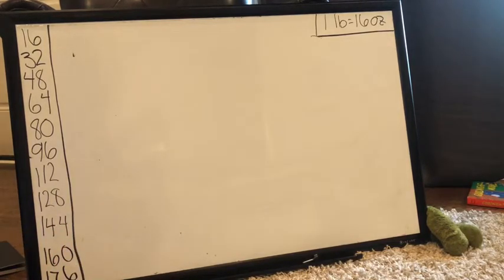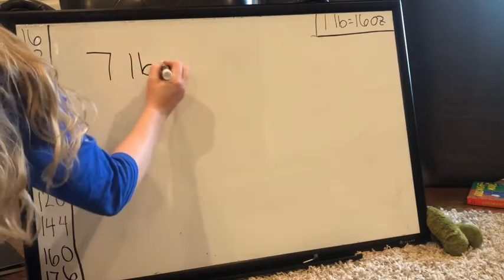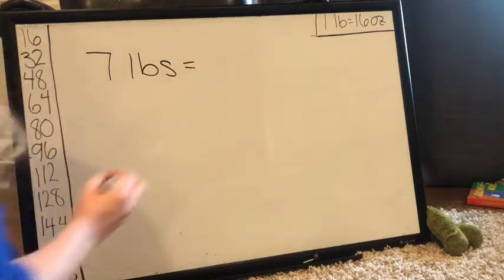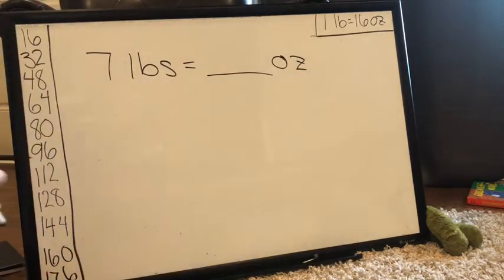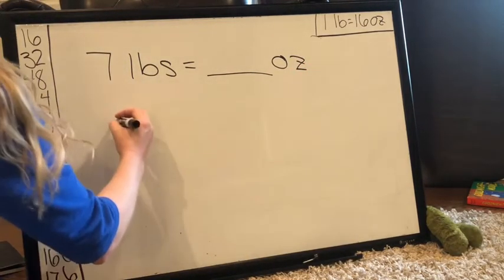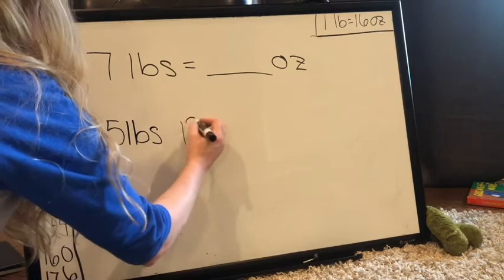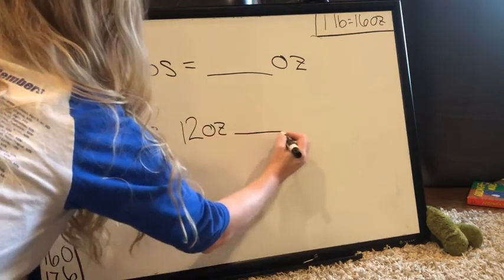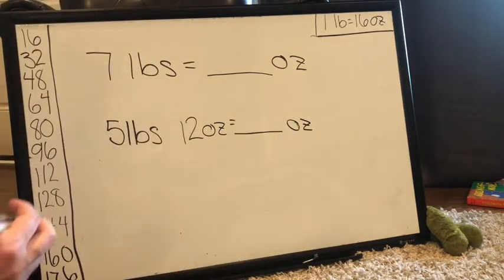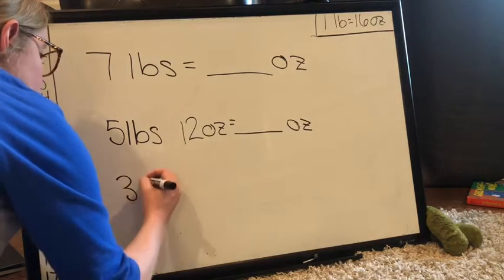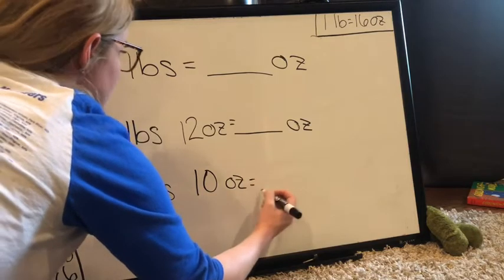Our first question that I'm going to ask you is 7 pounds. We write pounds LBS. I'm not sure why. We just do. Equals how many ounces? Okay. My second one is going to be 5 pounds, 12 ounces equals how many ounces? And our third one of today is 3 pounds, 10 ounces is how many ounces?